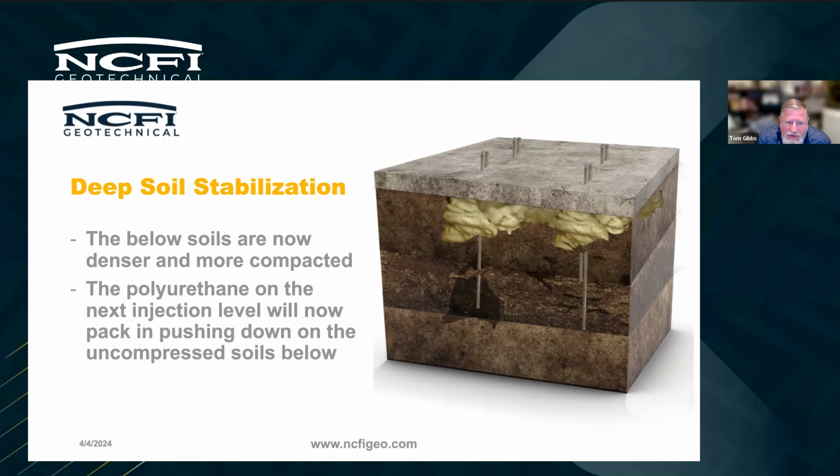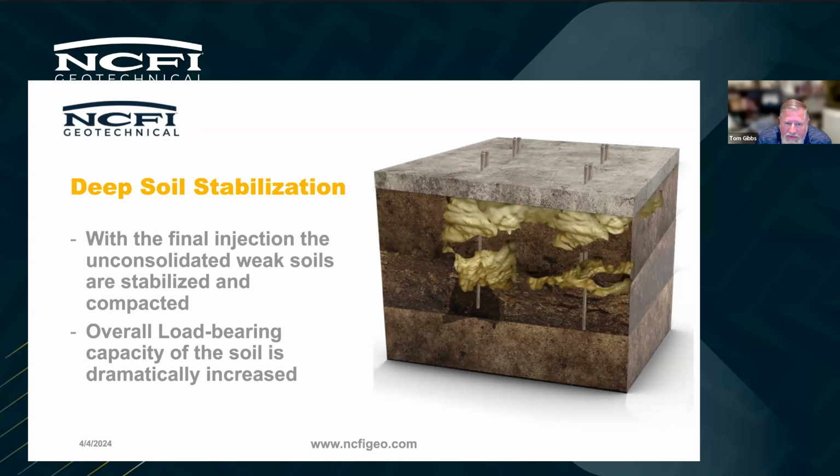The below soils are now denser and more compacted. Polyurethane on the next injection level will now pack in, pushing down on the uncompressed soils below. Final injection, the unconsolidated weak soils are stabilized and compacted. Your overall load-bearing capacity of the soil is dramatically increased.